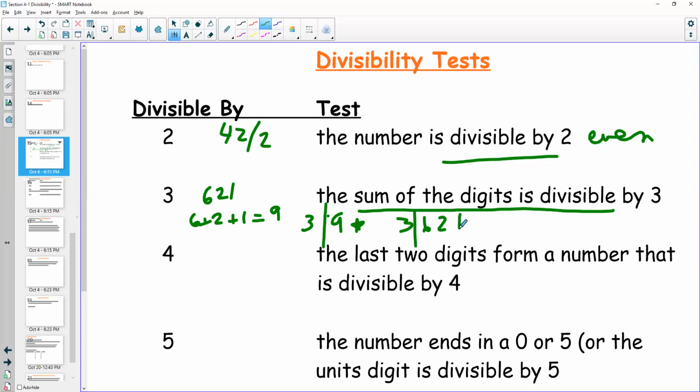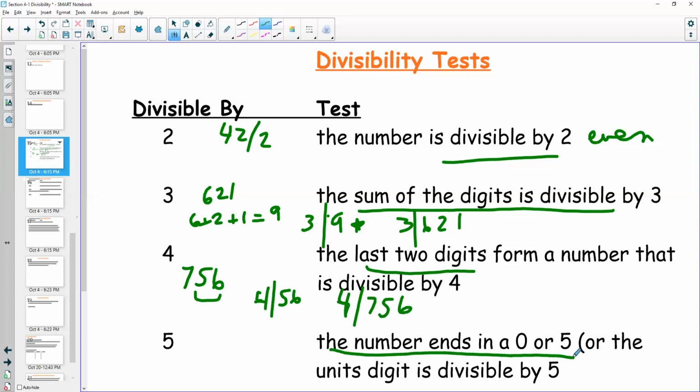It's fabulous. For 4, we just look at the last 2 digits. The rest of the number, I don't care how many spaces it has, does not matter, okay? For 4, whatever is in the last 2 digits, as long as that is divisible by 4, the whole thing is. So here, 56 is divisible by 4. So 4 divides into 56. That means the whole number can be divisible by 4, no matter how big it is. The rule for 5 is something you've seen before. If a number ends in a 5 or a 0, it's divisible by 5.